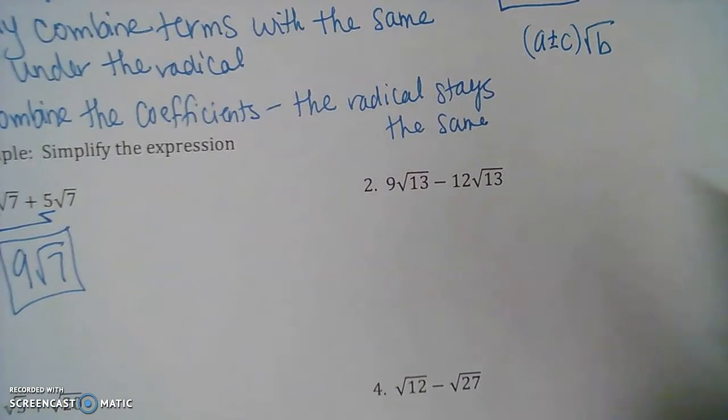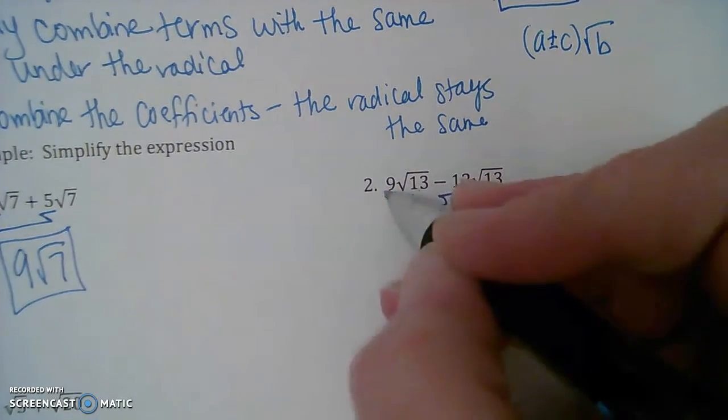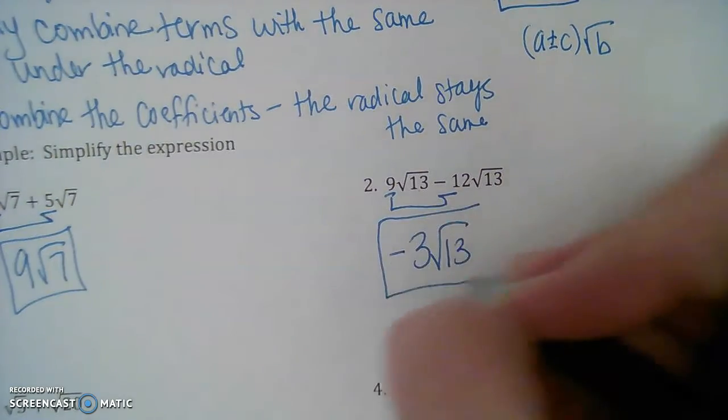Number 2, the numbers under the square root already match. So then you just do the outside numbers. 9 minus 12 is negative 3 square root 13. Done.